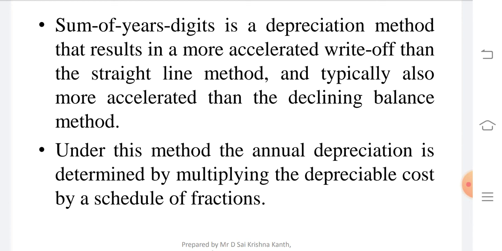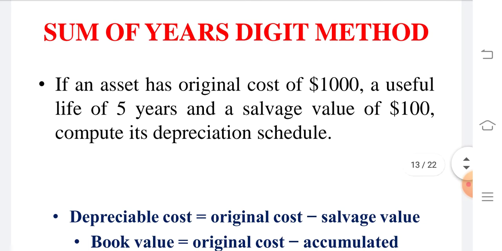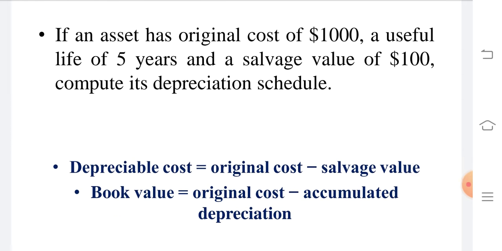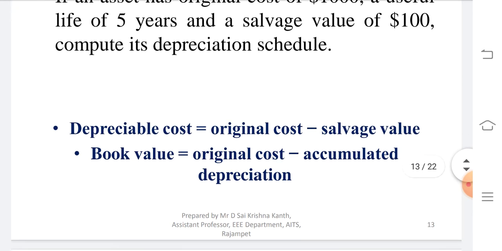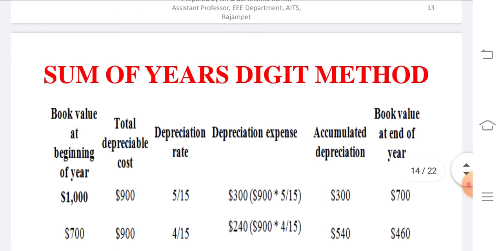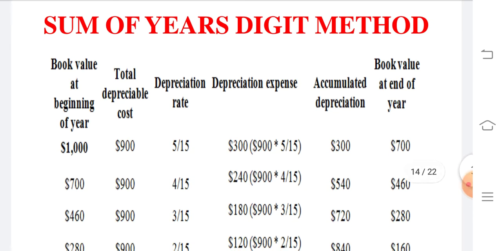So here, in this method you are going to use two formulas. One is depreciable cost, given as the difference between original cost and salvage value, whereas the book value at the starting of the year or at the end of the year is given as original cost minus accumulated depreciation. Taking the same example as in the earlier method, the original cost of a book is 1000 rupees and it has a salvage value of 100 rupees with a lifetime period of 5 years. The below table shows the calculation of depreciation using the sum of years digits method.